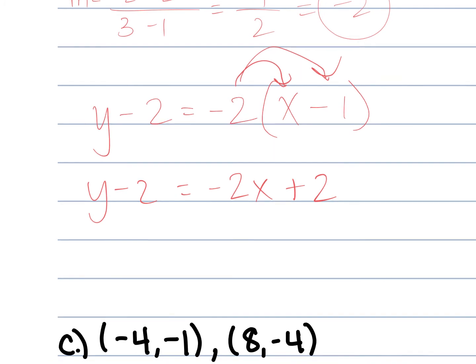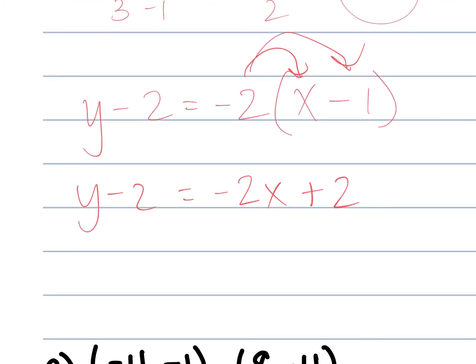Okay. I still have one thing to do because this is not slope-intercept form yet. What do I need to do? Emma? Bingo. Add 2 to both sides. What do I get? What's my final answer in slope-intercept form? Carvin? y equals negative 2x plus 4.